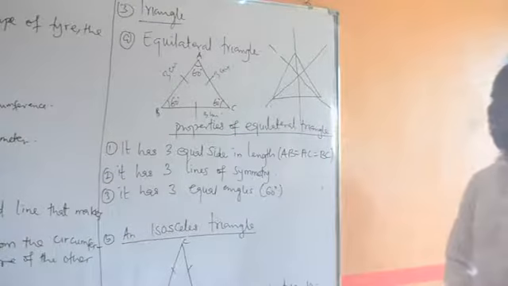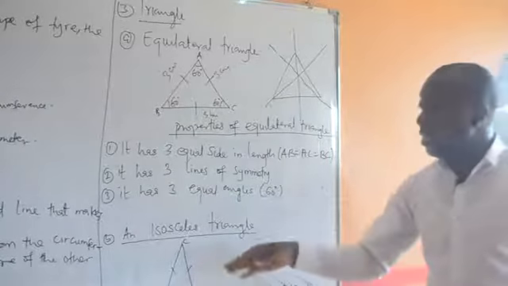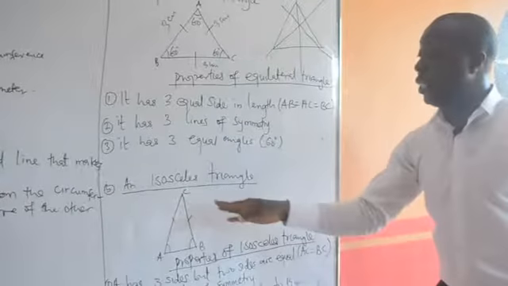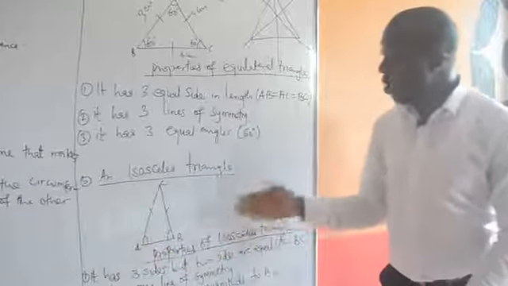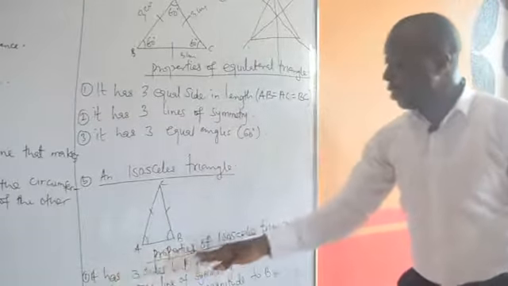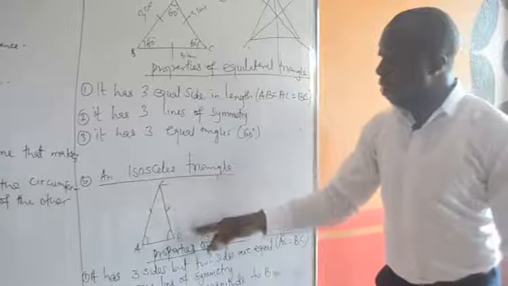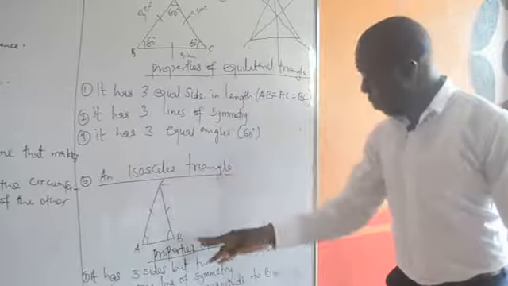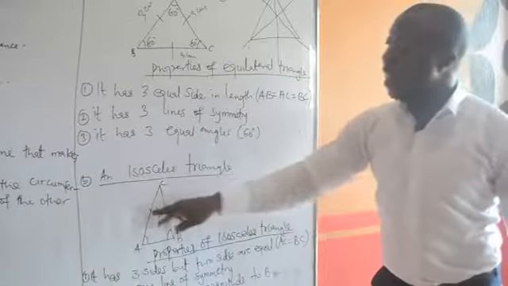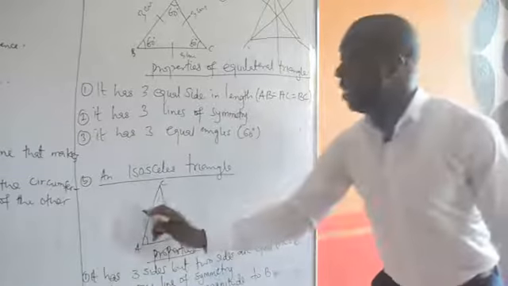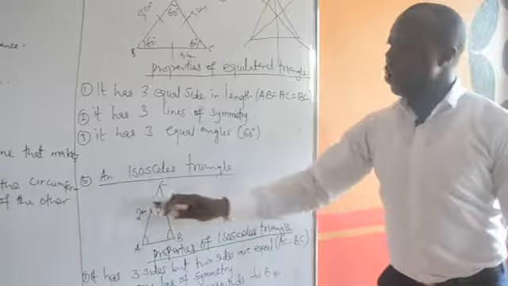Then the second type of triangle we'll be considering is the isosceles triangle. An isosceles triangle is a type of triangle that has two sides equal. Properties of an isosceles triangle: it has three sides, but two sides are equal. That is, AC is equal to BC. These two sides are equal. It simply means, if this side is 2 centimeters, this side could be 2 centimeters.